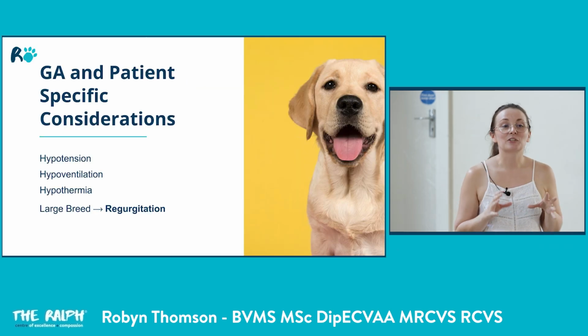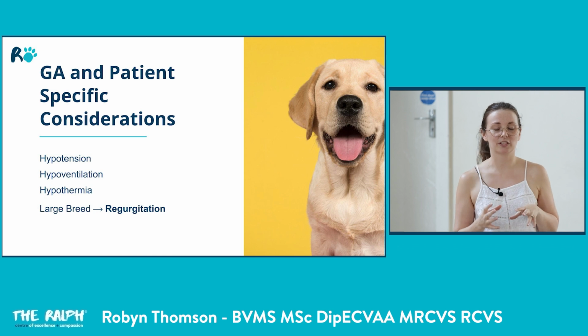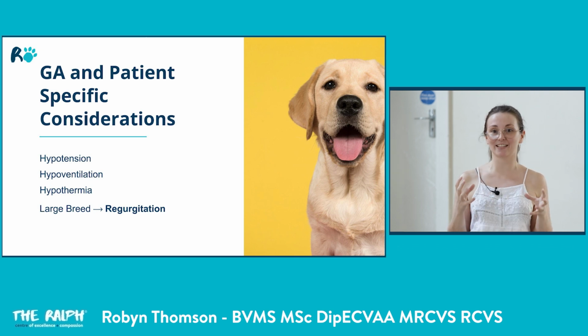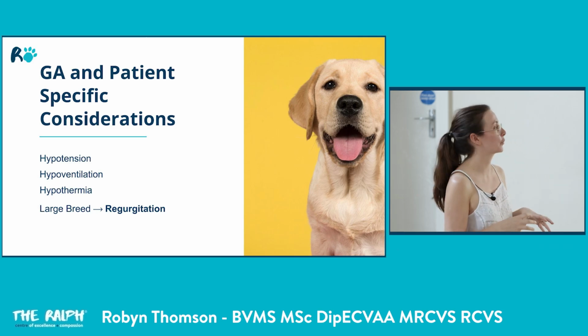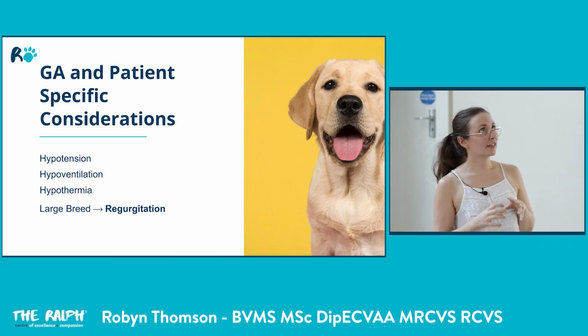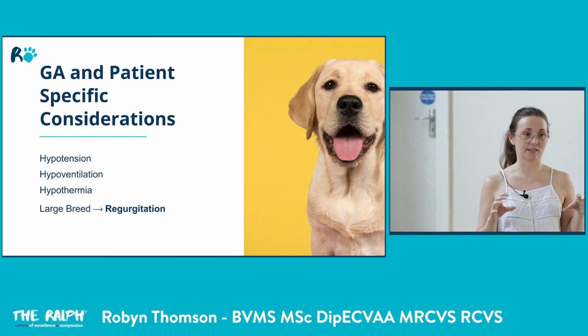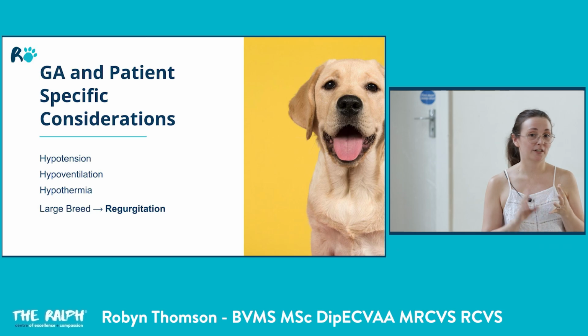So the first thing we're going to talk about are the general anaesthetic considerations and the patient-specific considerations. The reason being, in this particular case, they're probably the least chunky section, and they don't really change a huge amount based on what's going on. So when we think about our general anaesthetic considerations, these are the concerns, these are things that can happen to any patient that is being anaesthetized because they are the effect of a general anaesthetic. And these are hypotension, hypoventilation, and hypothermia.